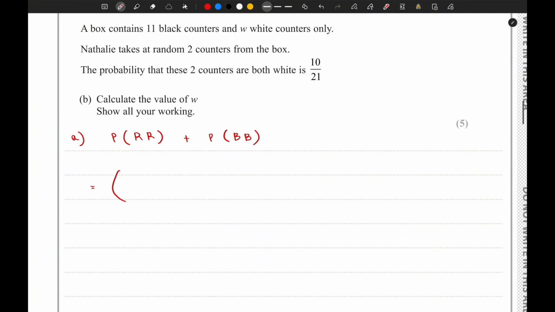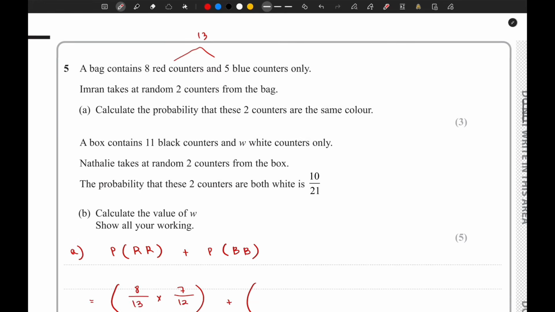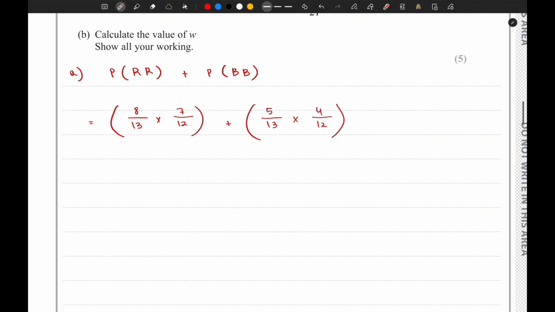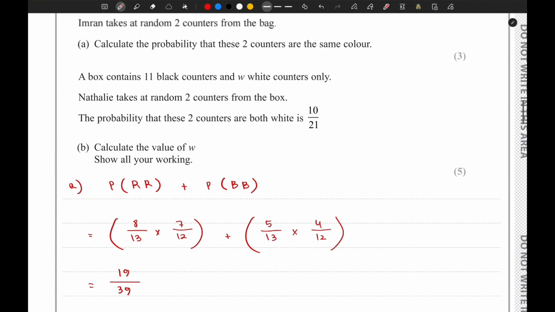The probability of the first counter being red and the second red is 8 over 13 times 7 over 12. Or, let's find out the probability of the second combination. The first one to be blue is 5 over 13 and the second one to be blue is 4 over 12. So the final answer is 19 over 39. So that is the answer to the first part.